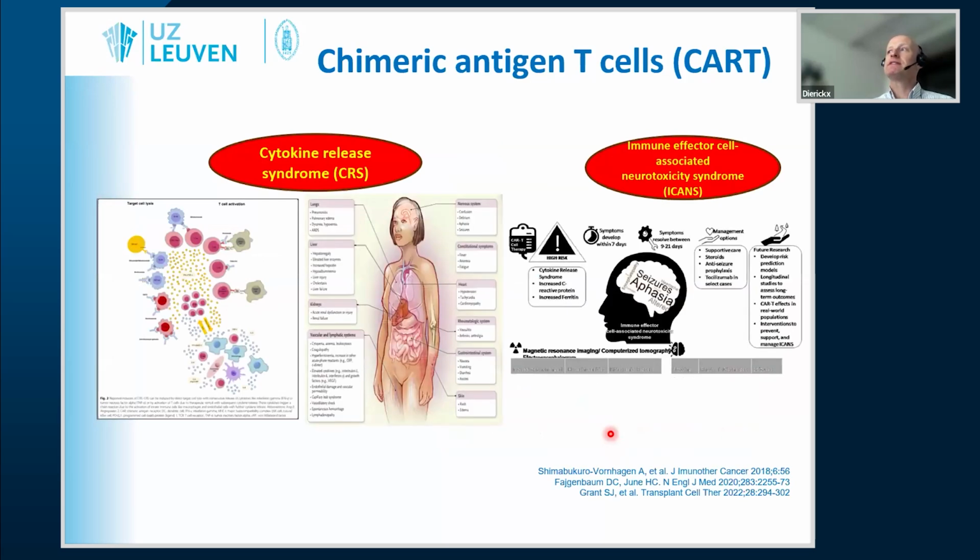Side effects are a little bit the same as in BiTEs. So you have cytokine release syndrome, and then you have the neurotoxicity, which is now called ICANS, the immune effector cell-associated neurotoxicity syndrome. Cytokine release typically occurs in the first week after CAR Ts. The ICANS is most commonly between day 7 and day 12. These are really severe side effects, or can be very severe. So that's the reason why after CAR T administration, patients are kept in the hospital for 2 weeks.